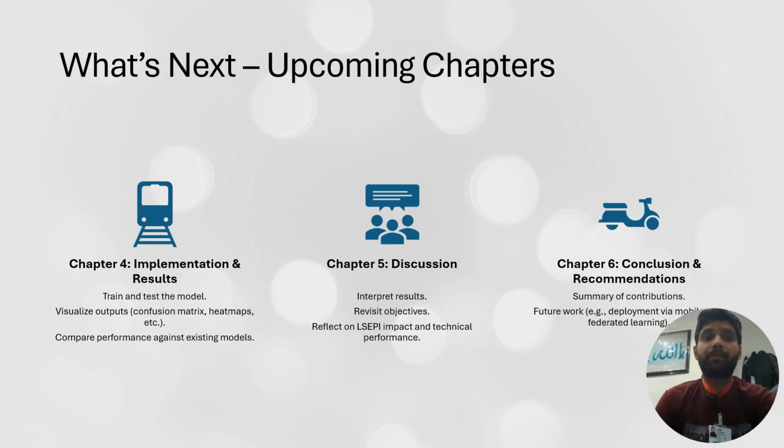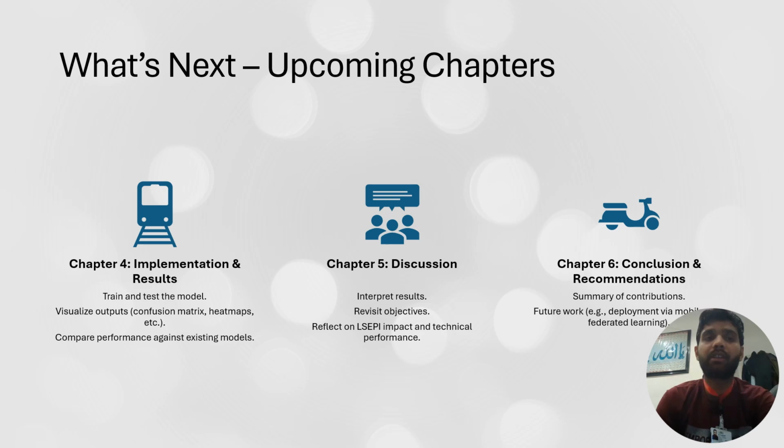For the upcoming chapters, the next phases of my project will involve the following. Chapter 4, implementation and results. In this, I will train the final model to generate the visual outputs like confusion matrices and heat maps, and compare its performance to existing models to validate the improvement.